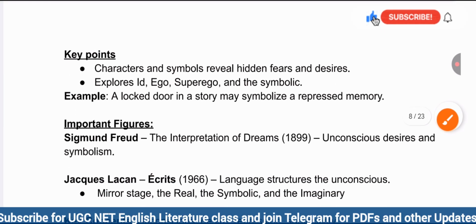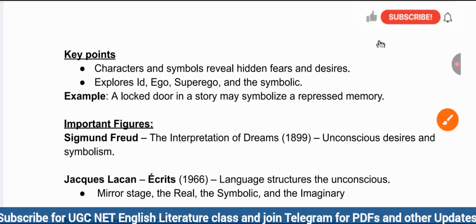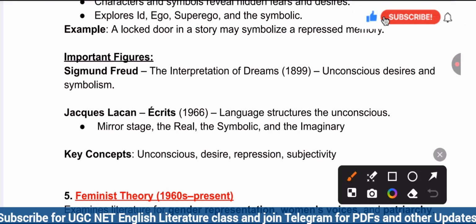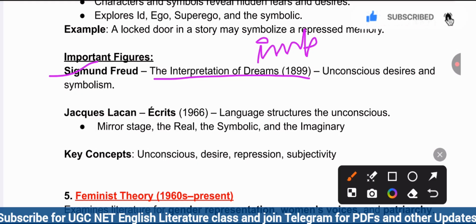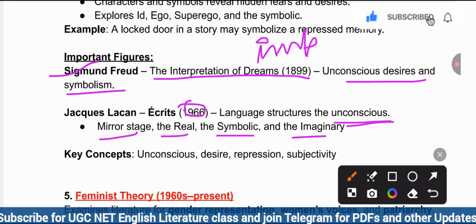The key points you have to remember here: characters and symbols reveal hidden fears and desires, and it also explores id, ego, superego, and the symbolic. The key figures of psychoanalytic theory: we have Sigmund Freud, The Interpretation of Dreams. This is a very, very important work you must not miss. Unconscious desire and symbolism he has talked about in this work. Jacques Lacan, Écrits, 1966. Language structures the unconscious, and you will find the mirror stage, the real, the symbolic, and the imaginary concepts in this work by Jacques Lacan.